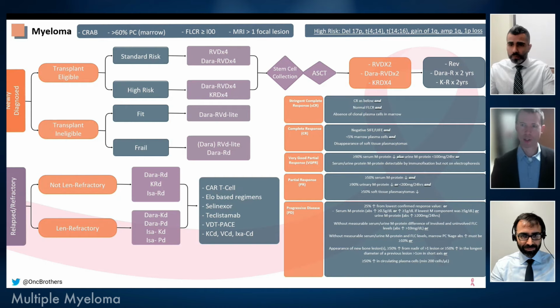There is old data showing that a renal insufficiency is a bad prognostic marker, but that's mostly because those patients are not treated very effectively, right? So if we treat them effectively and they achieve a deep remission, I would consider them to be same as every other patient as well.